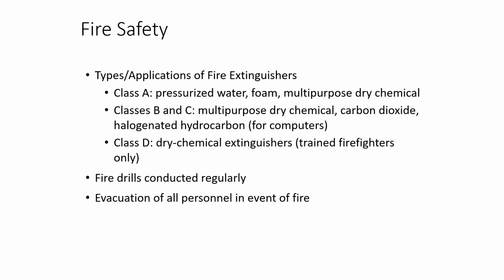Types and applications of fire extinguishers. A Class A fire extinguisher uses pressurized water, foam, and multi-purpose dry chemical. Classes B and C use multi-purpose dry chemical, carbon dioxide, and halogenated hydrocarbon for computers. Class D is a dry chemical extinguisher, and only trained firefighters are allowed to use that.